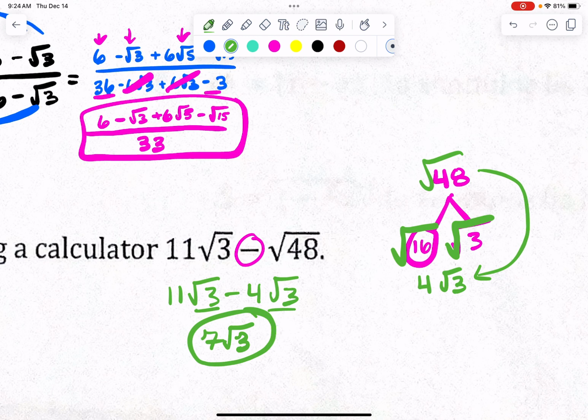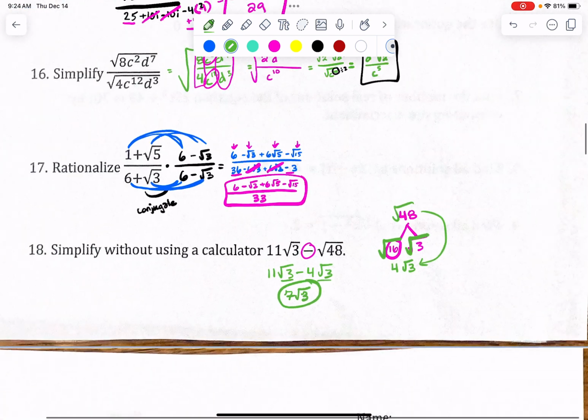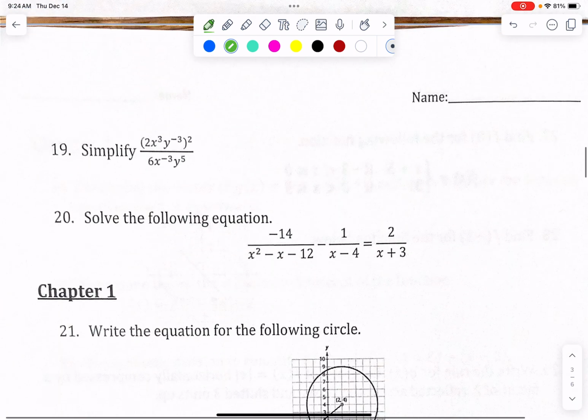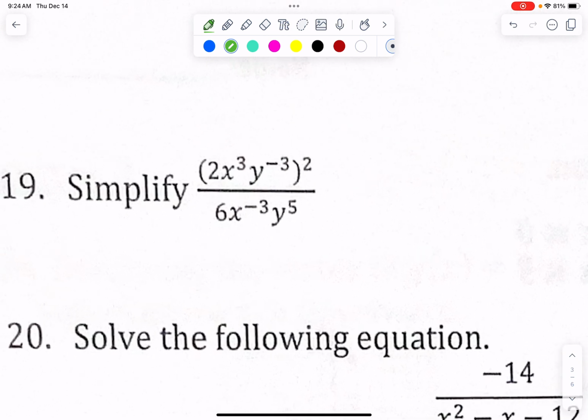Man, oh man. Okay, all right, so that was 18. Keep a moving.